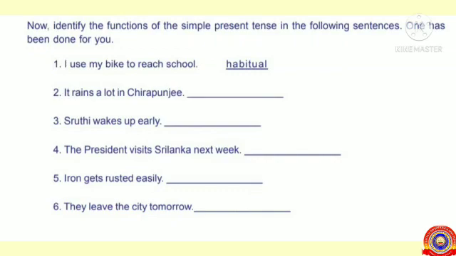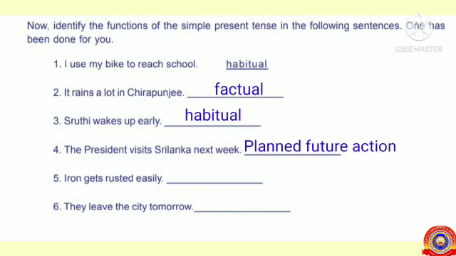Now look the second one. It rains a lot in Cherrapunji. Students, it is a fact. So it's a factual action. Third one, Shruti wakes up early. So what's the function of this sentence? Tell me. Yes, it is a habitual action. Fourth one, the president visits Sri Lanka next week. It is a planned future action.